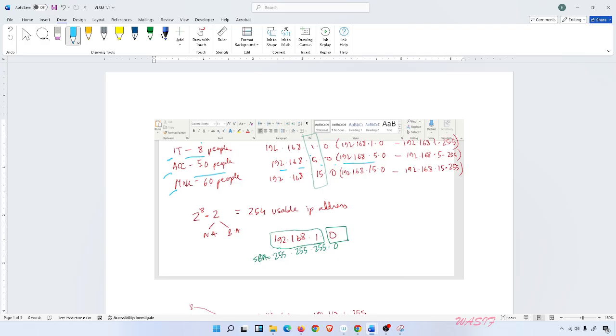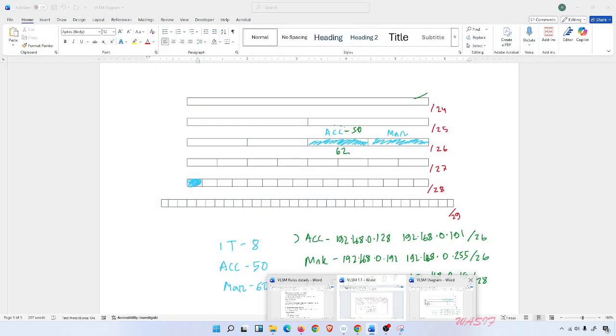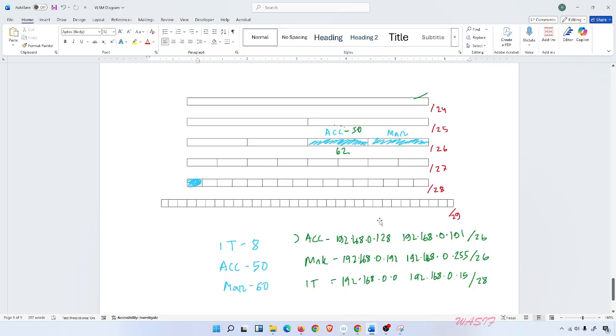So this is your network address 50.0, and this is your broadcast address 50.255. So what's happening? You are having 254 usable IP addresses. That means you are wasting more than 200 IP addresses. It is better than that. Okay, so this is like FLSM, you can say. But the one that we did here is the true VLSM.